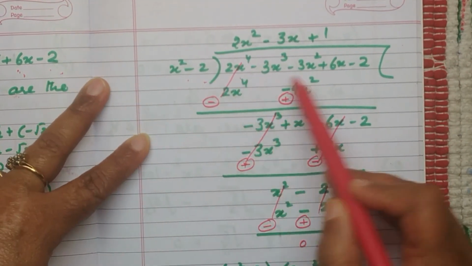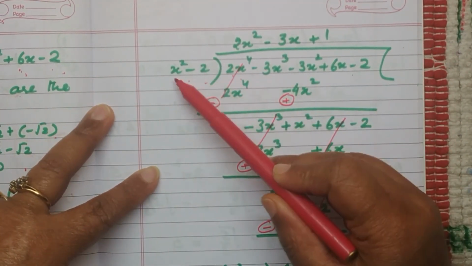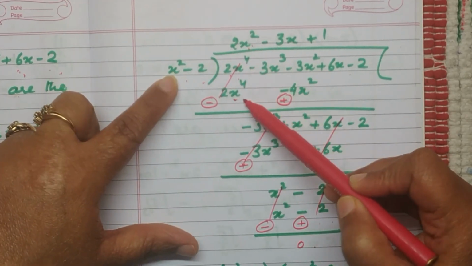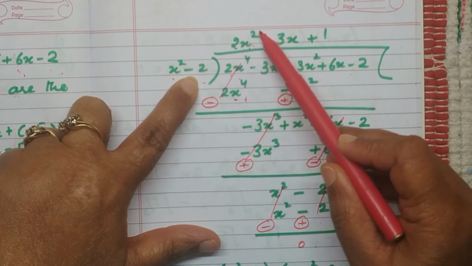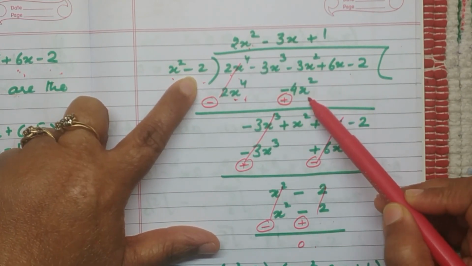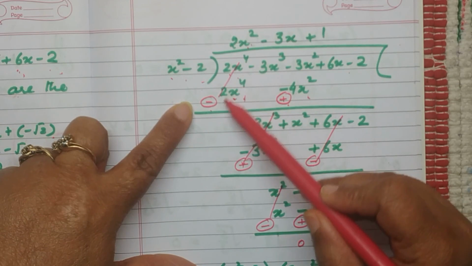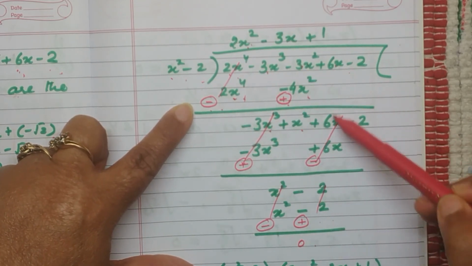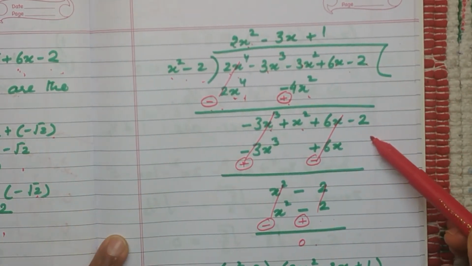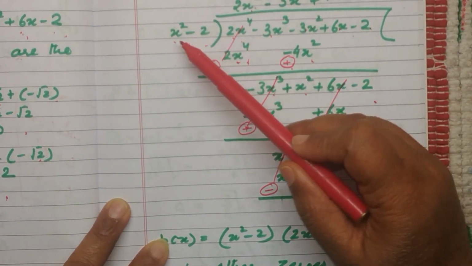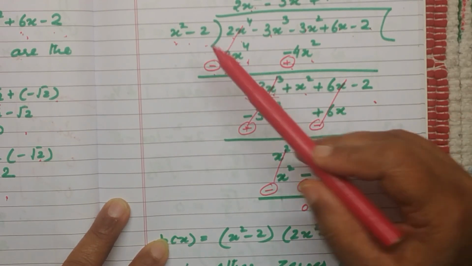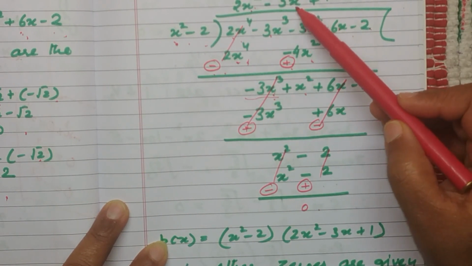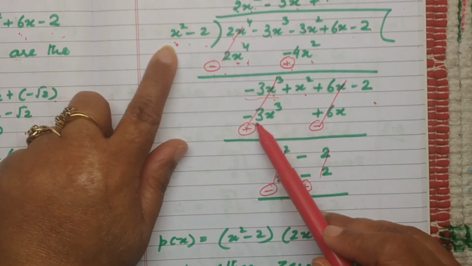If I divide, I first have to multiply by 2x square. So 2x square times x square minus 2 gives 2x raised to power 4 minus 4x square. Write it under the terms, change the signs, and this goes away. Now minus 3x cube, this will be plus x square plus 6x minus 2. Now we need minus 3x cube, so by what should I multiply x square to get minus 3x cube? It is minus 3x. So we multiplied to get minus 3x cube.